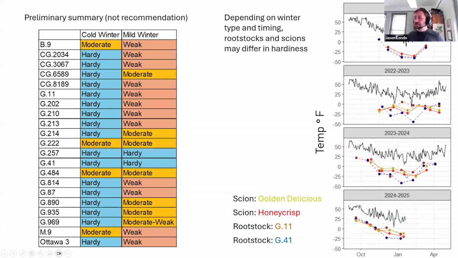Again, in the mild winter, you can see here in late winter, they're more cold hardy than G11. And then in the current year, you see they're all sort of tracking together. So that concept of time points of winter where the scion may be more cold hardy than the rootstock or vice versa, what we've demonstrated is that, in fact, yes, depending on the winter, you can have rootstocks be weaker than scions at different points in winter.